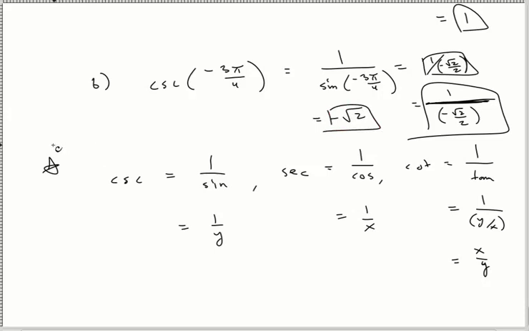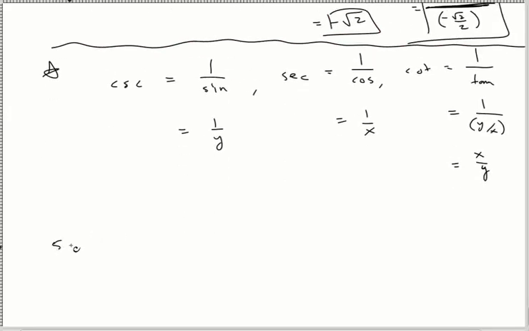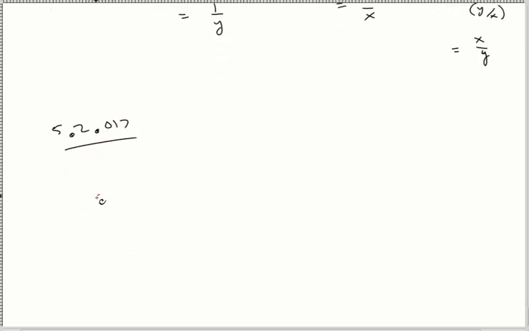So now we got our formulas, and now you can see how we're using them. 52017, same thing. Part A says we got cosecant at 11 pi over 6 is equal to what? Well, we already know that this is 1 over the sine. It's 1 over the y value at the 11 pi over 6.